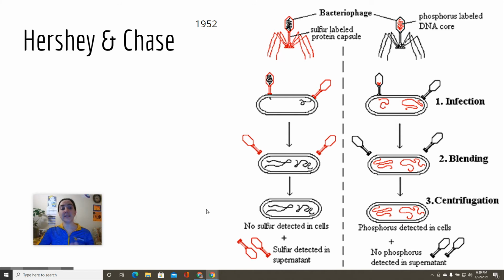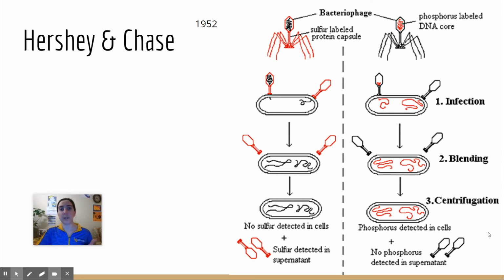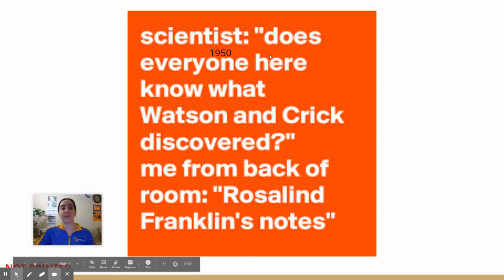So, of course, as this evidence started to pile up and people were starting to become more and more convinced that DNA was actually the molecule that mattered, people wanted to learn more about the structure of DNA. At this time, there hadn't been a ton of study done of the structure of DNA itself. So that was kind of the next focus of research.